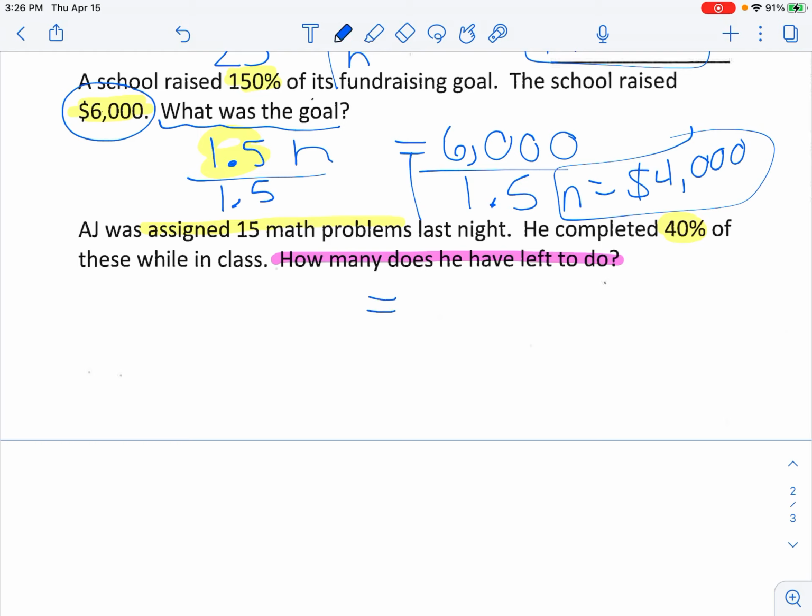Okay, so if we're going to write an equation, we have to have an equal sign. 40%, immediately turn your percent into a decimal. 40% of the 15 problems assigned equals how many? Go to your calculator and multiply 4/10 times 15. N equals 6. That's the number of problems that he completed.